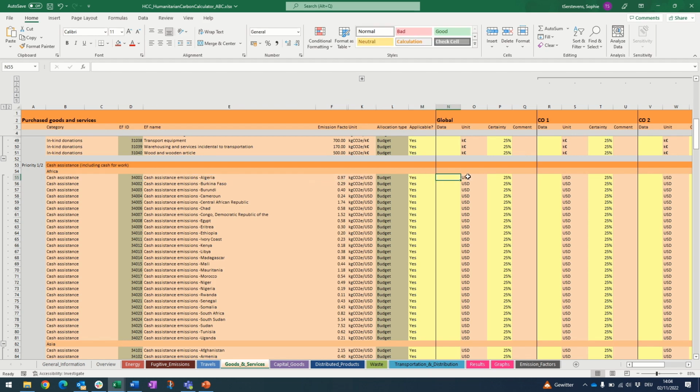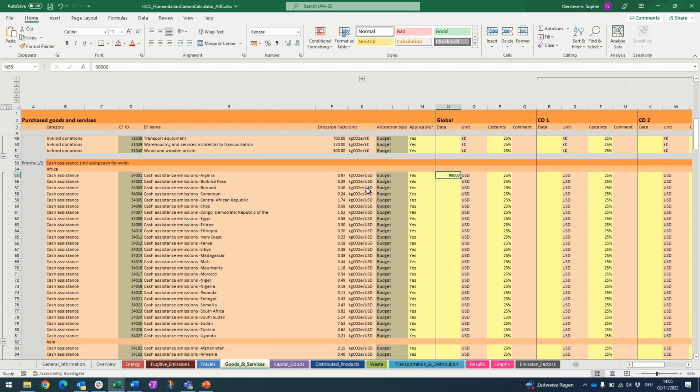The emissions factor requires entering the data in US dollars. So Humanitarian Organization 1 would have to convert 100,000 euros to US dollars by using the average exchange rate over the reporting period. So let's say the average exchange rate is 1 euro equals 0.98 US dollars.